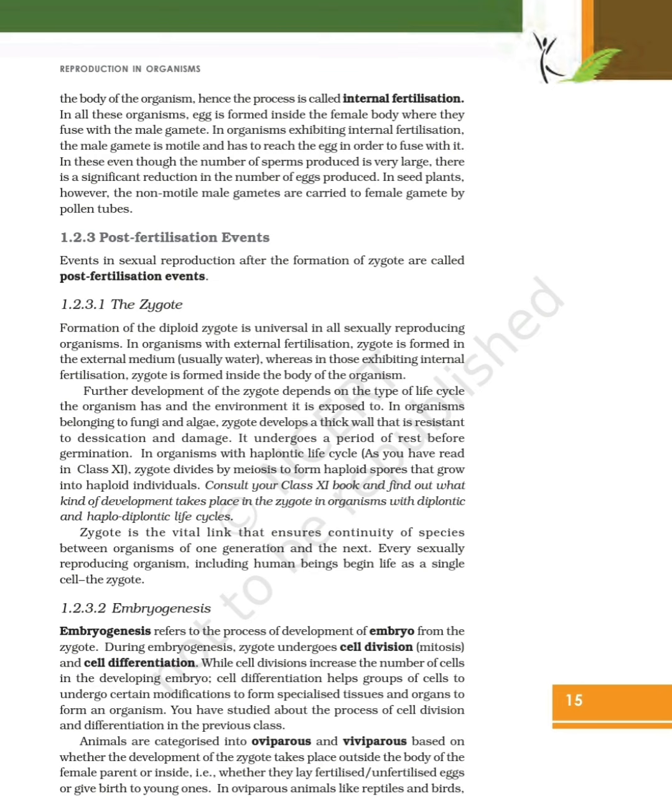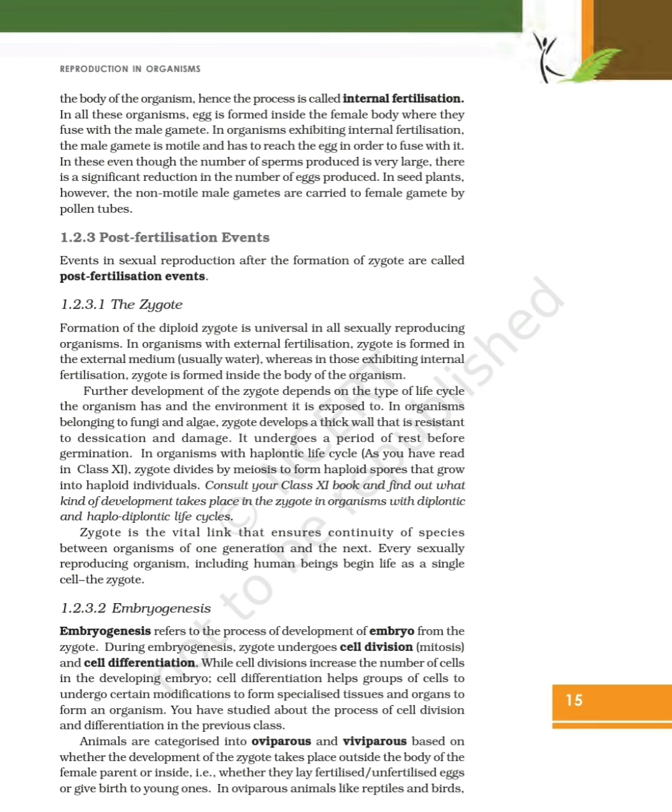In all these organisms, the egg is formed inside the female body where it fuses with the male gamete. In organisms exhibiting internal fertilization, the male gamete is motile and has to reach the egg in order to fuse with it. In these, even though the number of sperms produced is very large, there is a significant reduction in the number of eggs produced. In seed plants, however, the non-motile male gametes are carried to the female gamete by pollen tubes.